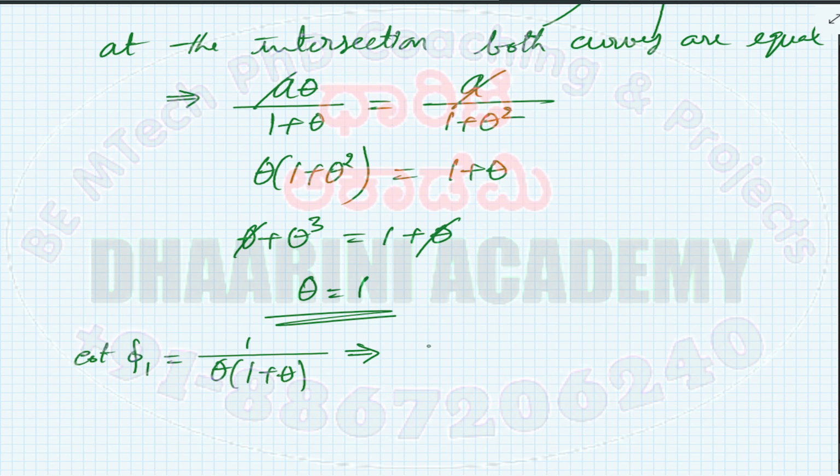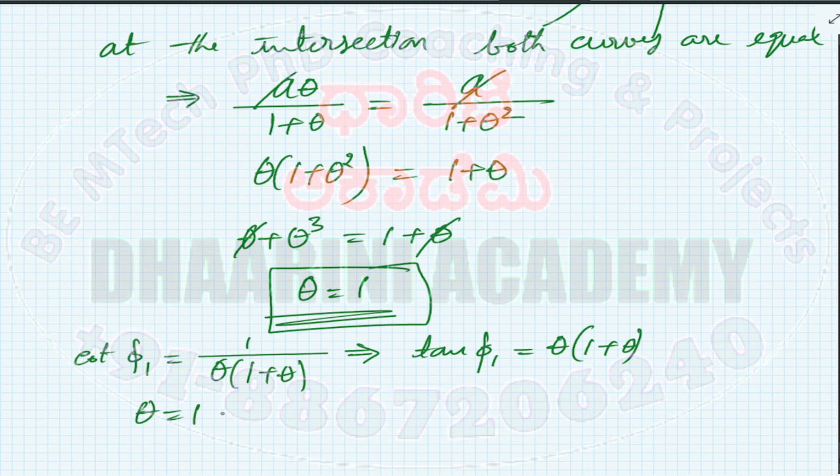This implies, how do you find tan? Simply take the inverse, because tan and cot are inverses of each other. This implies tan phi 1 is equal to simply theta into 1 plus theta, right? I know that theta is equal to 1. Just now we proved at the intersection point theta equal to 1. So theta equal to 1 implies, what is tan phi 1? Tan phi 1 is 1 into 1 plus 1, so that is equal to 2.